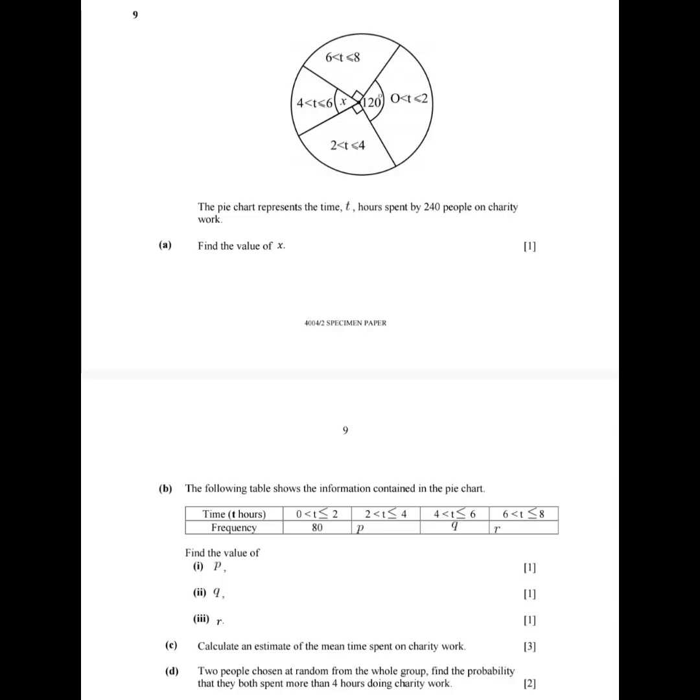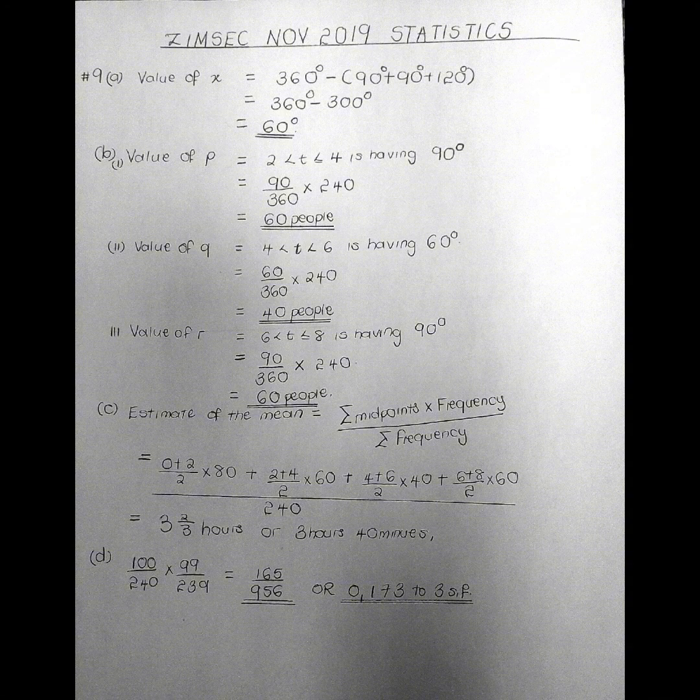And then the next part, it is saying 2 people are chosen at random from the whole group. We are supposed to find the probability that they both spend more than 4 hours doing the charity work. So be prepared to answer a question on probability. And when you are answering a question on probability, you need to check if you are taking from the same category or from different categories.